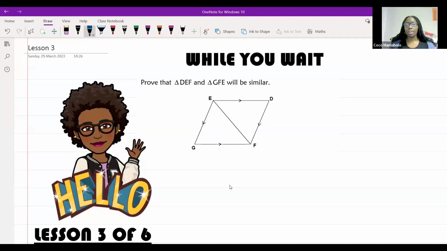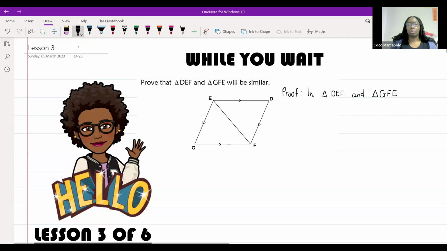So in this case, if we want to prove similarity, remember we need to start our proof in triangle DEF and triangle GFE.